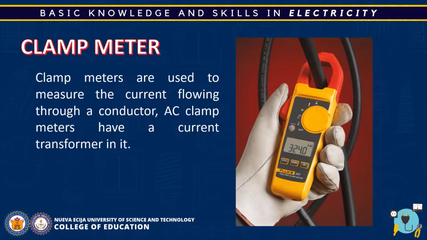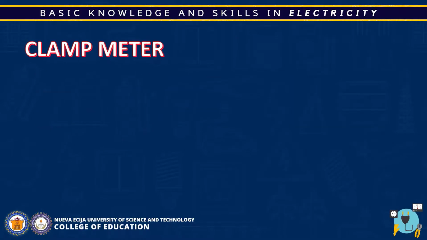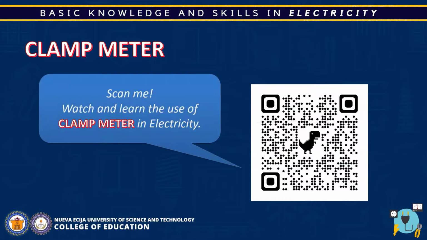Clamp meter. With the help of the current transformer, the reading will be taken. There are two types of clamp meters: the AC clamp meter, which is used to measure alternating current, and the DC clamp meter, which is used to measure direct current. Clamp meters are used to measure the current flowing through a conductor. Scan the quick response code to learn more on how the clamp meter works and is used in electricity.